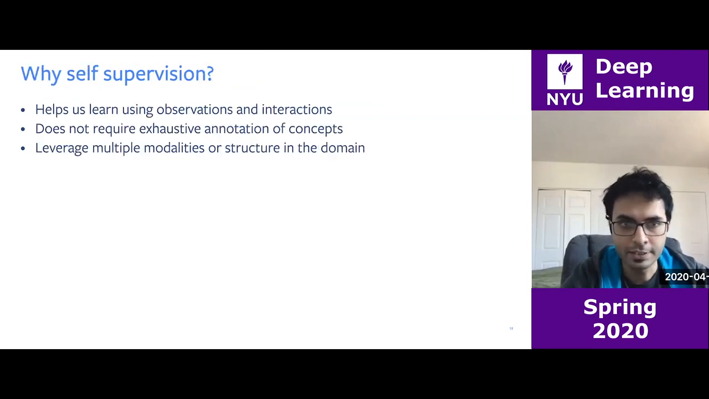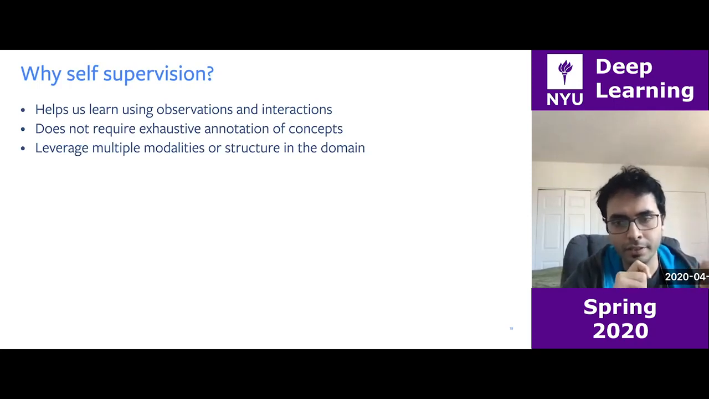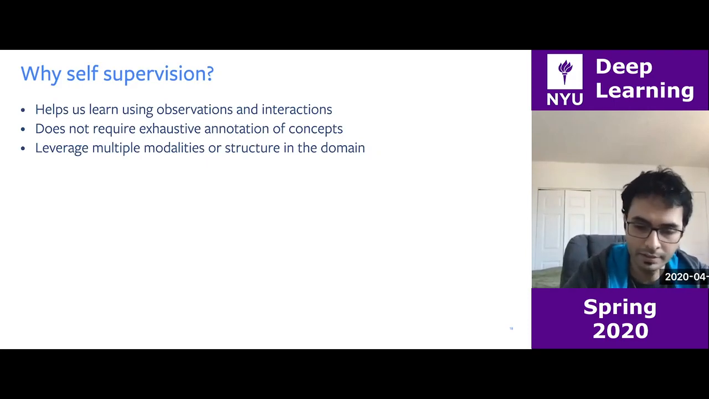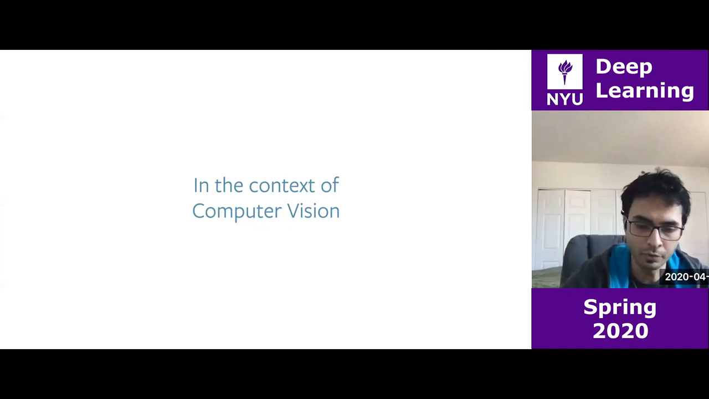So in this talk, to motivate why we want to use self-supervised learning, we are going to focus on how you can look at data and use observations and interactions of the data to formulate self-supervised tasks, how you can leverage multiple modalities, and I'll talk a little more about what this term modalities means, or structure in the data to learn representations. So let's move on to the context of computer vision, and I'll now try to define things that I've been talking about at a high level in a more concrete fashion.